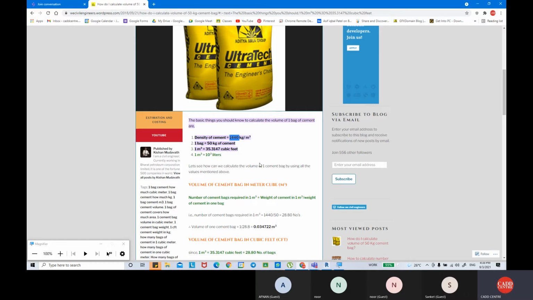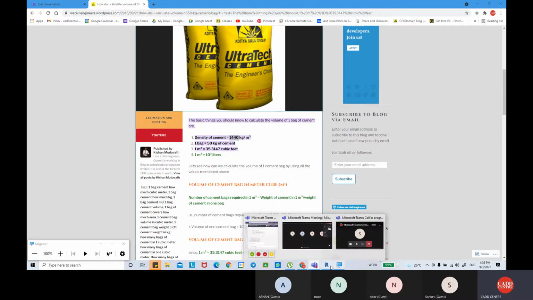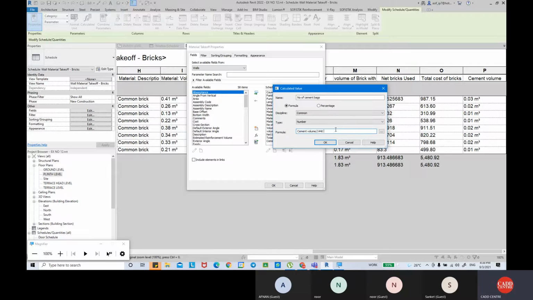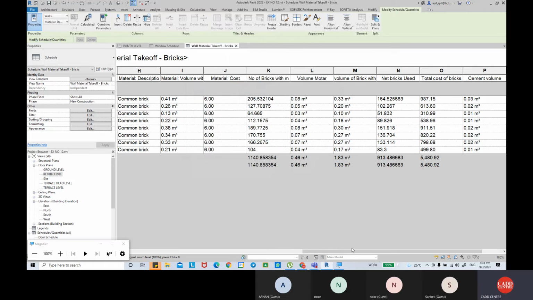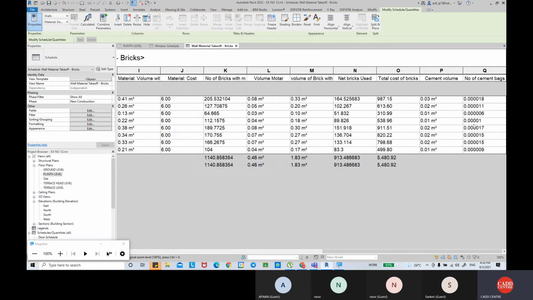1440. In kg per cubic meter, which we can input. So it's coming in a very decimal factor.